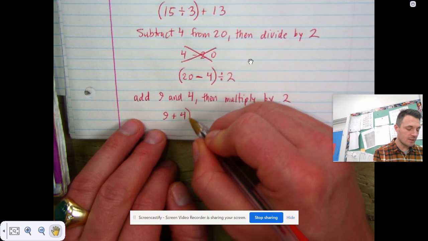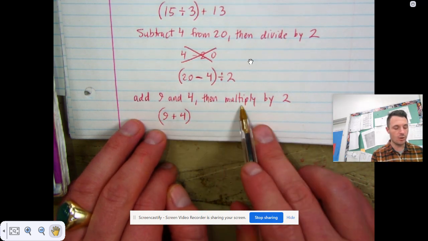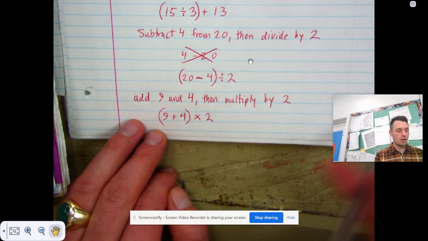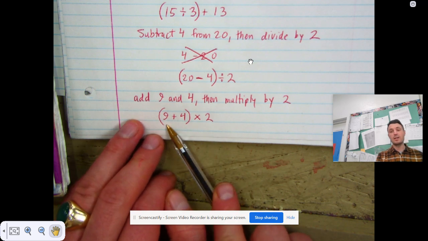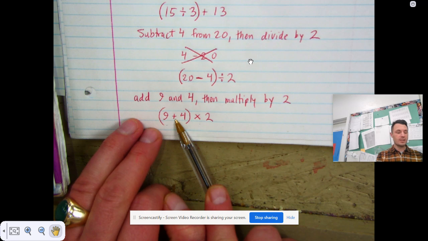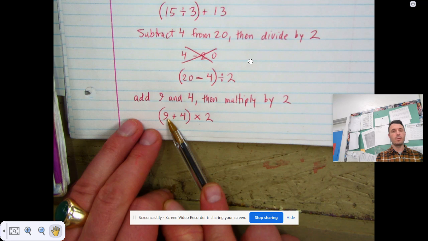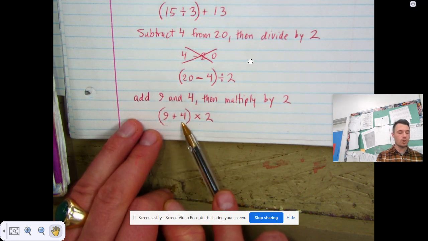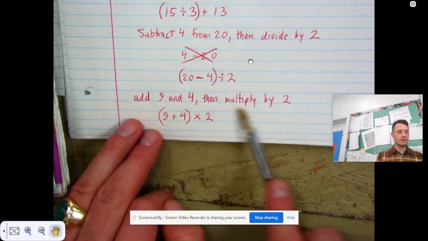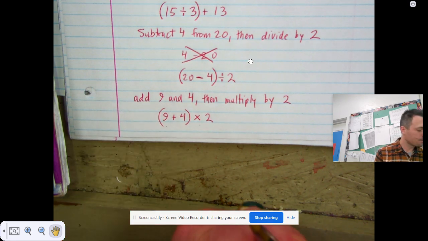That needs to be in parentheses because I do the multiplication second. It says then multiply by 2. So then times 2. I have to put that in parentheses because in the order of operations, multiplication comes before addition. And so if I don't put these parentheses here, I would do 4 times 2 and then add 9, but that's not what I'm supposed to do. I'm supposed to add 9 and 4, and then I'm supposed to multiply by 2. So this is how we would write this phrase as an expression.